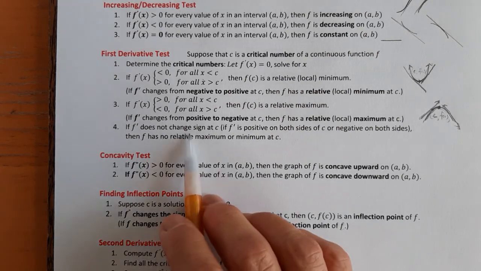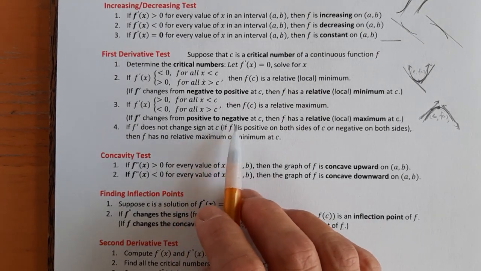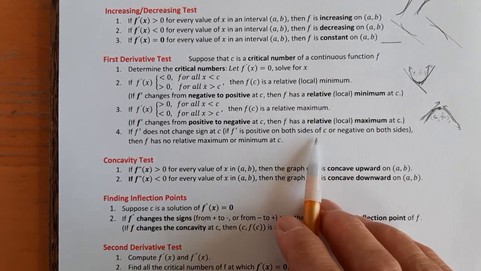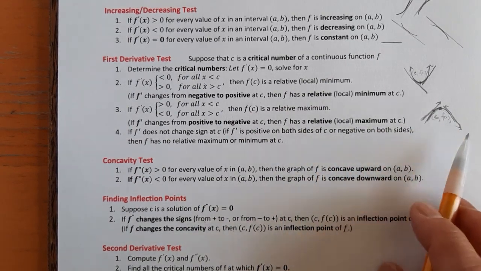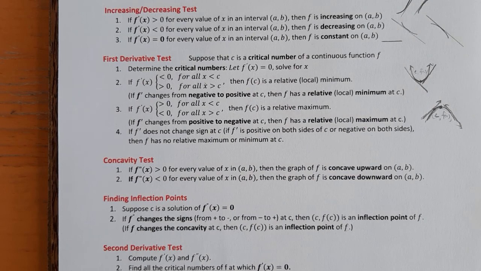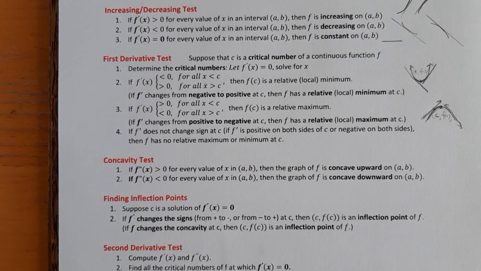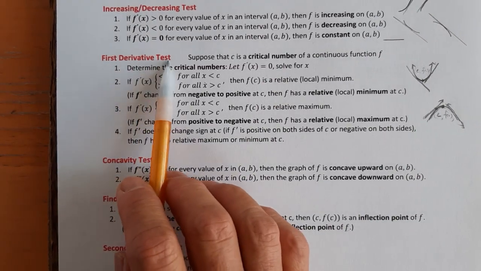If it doesn't change sign at c, if f prime is positive on both sides, or negative on both sides, and doesn't change the sign, then f has no relative maximum or minimum at c. And this we call the first derivative test.